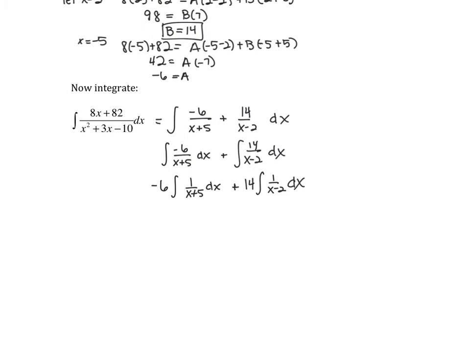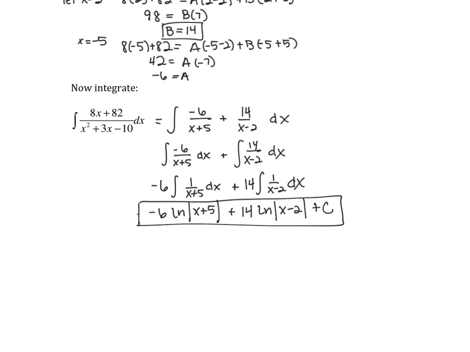Now these become much more straightforward integrals. Hopefully what you recognize is that the antiderivative of 1 over x plus 5 is actually a natural log. So we would get negative 6 times the natural log of the absolute value of x plus 5, plus 14 times the natural log of the absolute value of x minus 2. And we would need the plus c because it was an indefinite integral. And we have just integrated that rational function for which we couldn't use u substitution.